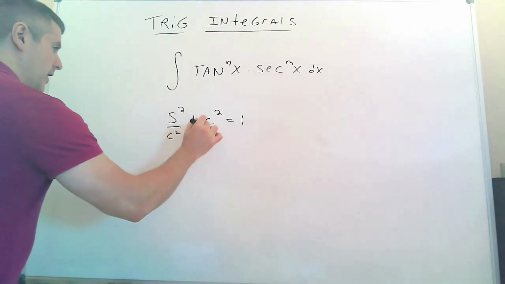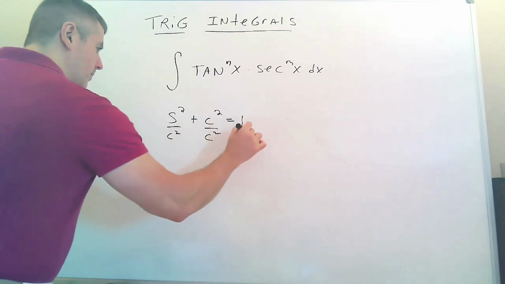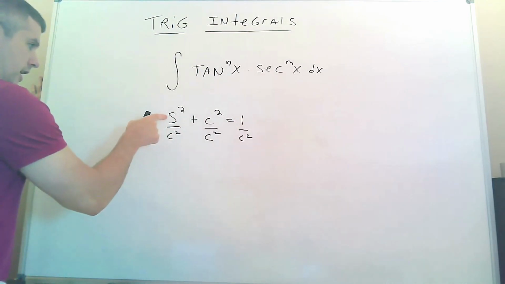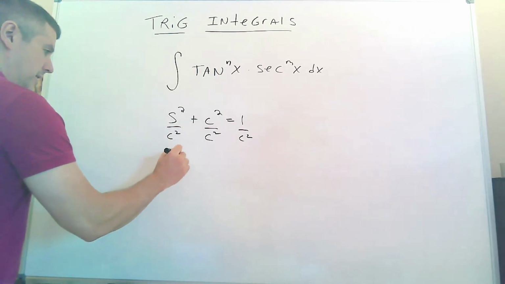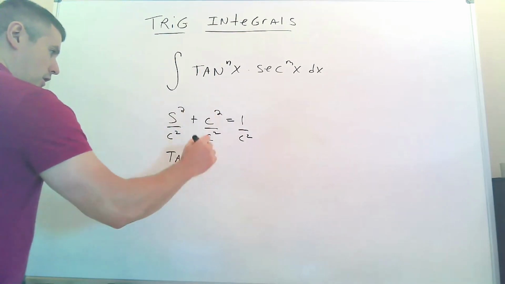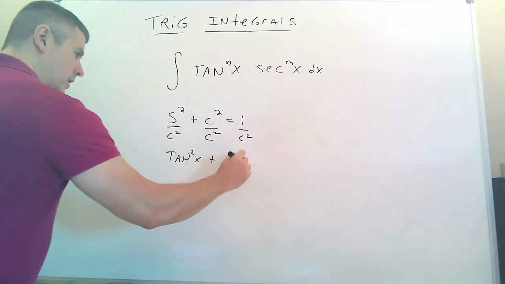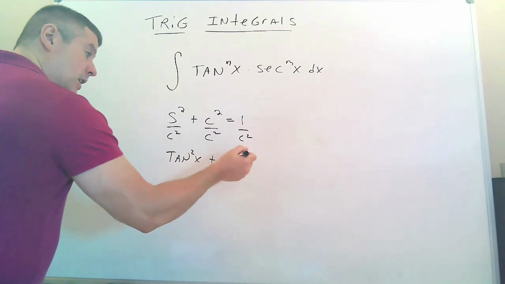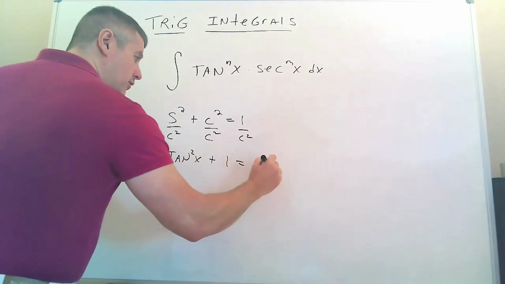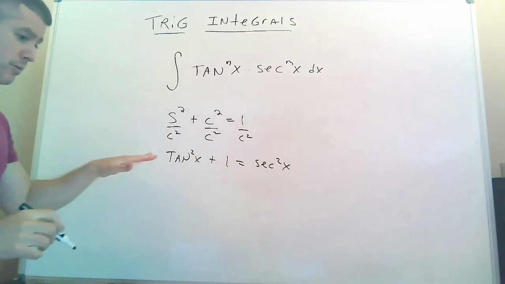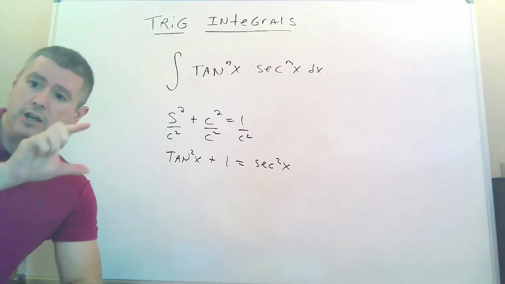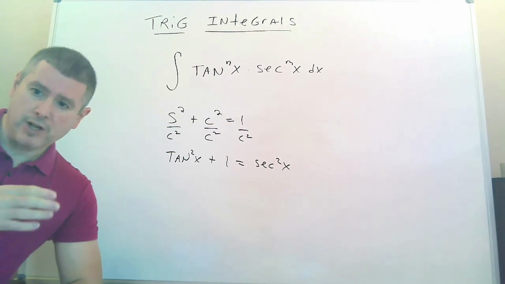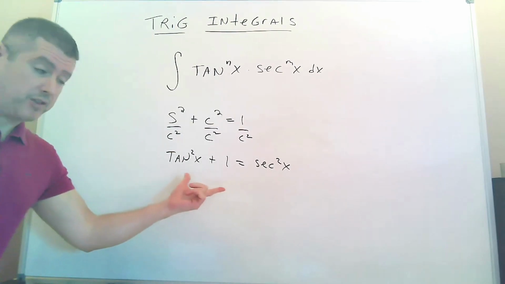If I divide everything by cosine squared, now you get sine squared over cosine squared, but sine over cosine is tangent. So that gives me tan squared right there. Cosine over cosine is 1, and 1 over cosine is secant, and you have it squared, so that gives you secant squared. So this is a brand new identity, very similar to the ones we used for the sine and cosine cases, where sine squared is 1 minus cosine squared, and so forth. You're going to have a similar thing here.